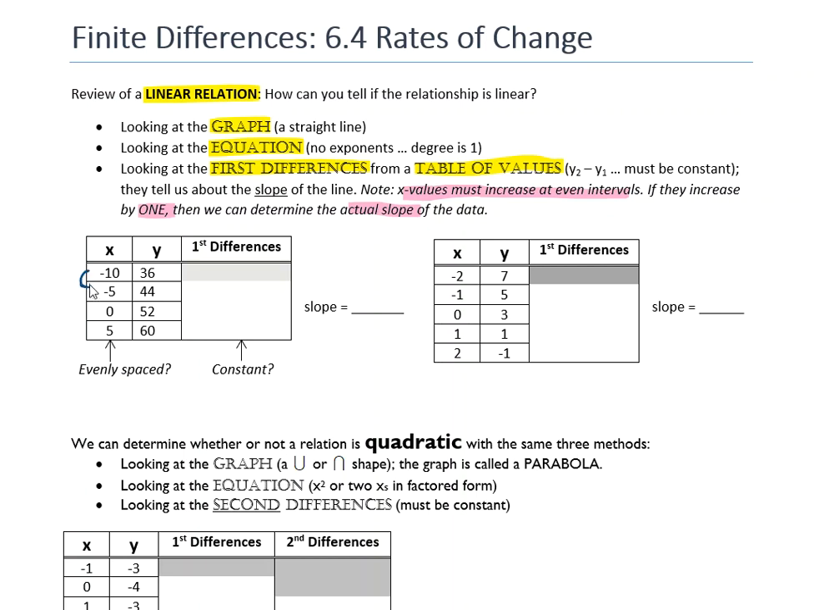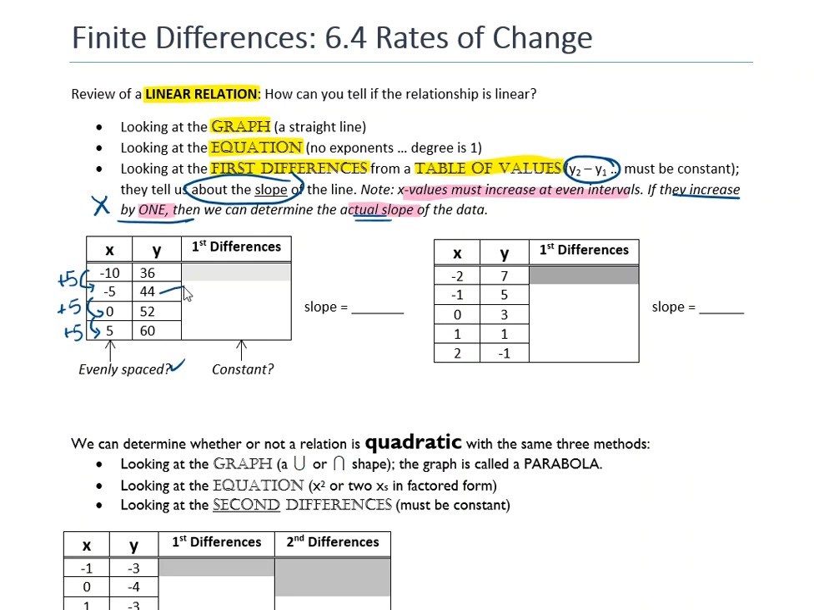To get from negative 10 to negative 5, that's an increase of 5. Negative 5 to 0 is also an increase of 5, and 0 to 5 is also an increase of 5. So yes, they're evenly spaced. Now what's not happening though is they're not increasing by 1. They're increasing by 5, but that's okay. It just means that we can't find the actual slope with the strategies we have right here, but we are still going to learn something about the slope, we just won't know exactly what it is. So let's find the first differences, y2 minus y1.